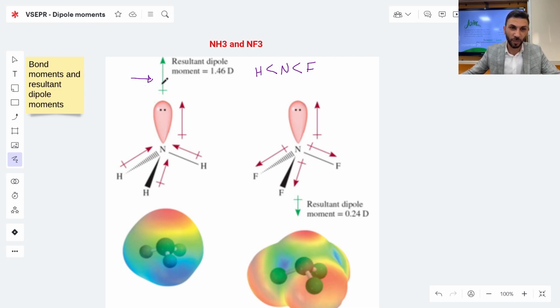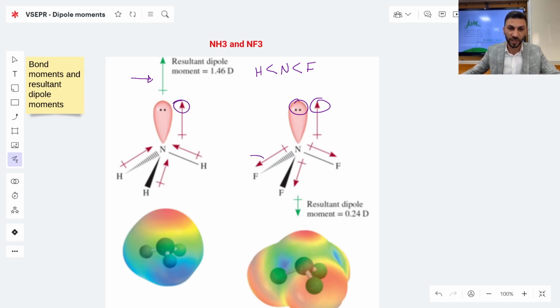This is the result of the moment. Let's check, for example, NF3 now. The arrows are from nitrogen to the fluorine, from nitrogen to the fluorine, from nitrogen to the fluorine, and from nitrogen to the lone pair. Always the arrow indicates the lone pairs.